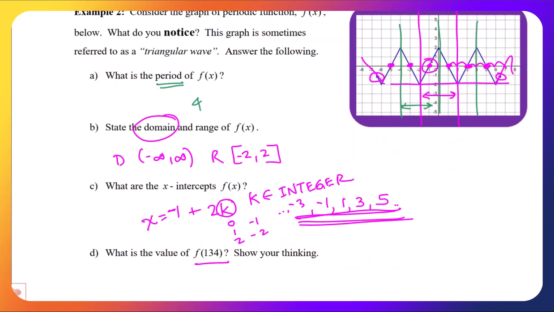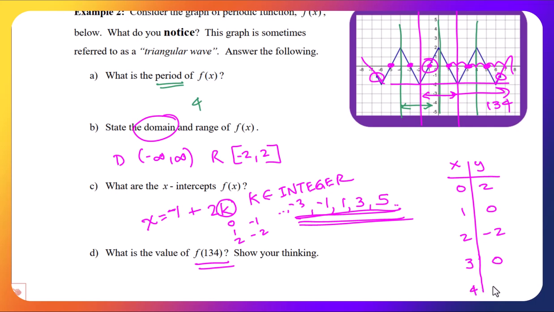Now, they want you to go out to 134. I don't think you want to do that. So let's make an observation. When x is 0, y is 2. When x is 1, y is 0. When x is 2, y is negative 2. When x is 3, y is 0. And when x is 4, we're back up to 2. And then it repeats over and over and over.